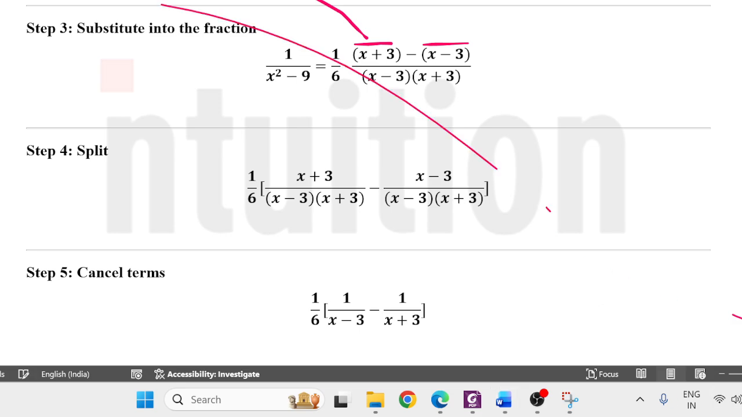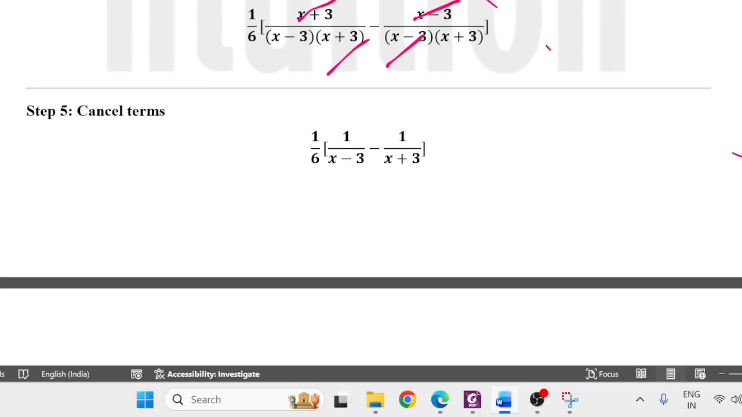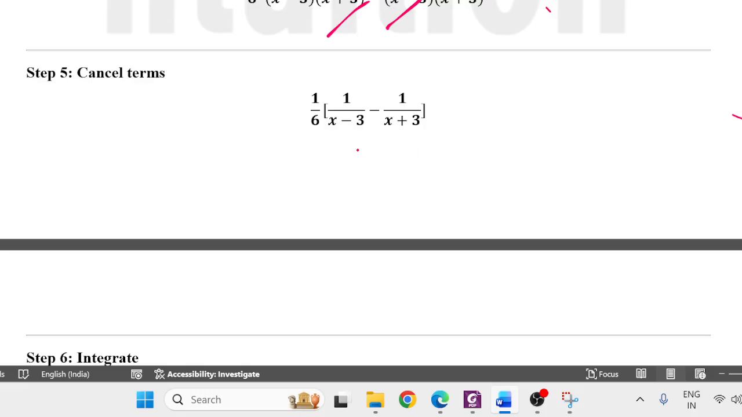So if you split it, this x minus 3 gets cancelled in one term, and this x plus 3 gets cancelled in the other. So what is left will be 1 by 6 into 1 by x minus 3 minus of 1 by x plus 3. So we are splitting and then cancelling the terms. So now after that what comes?